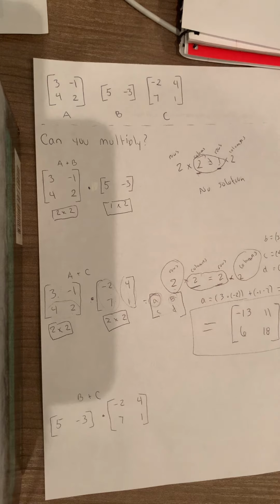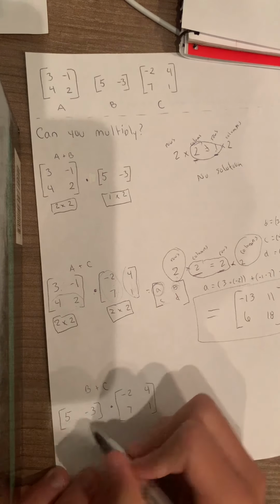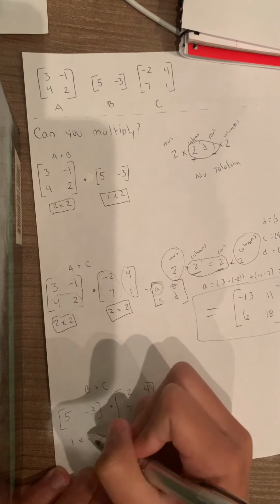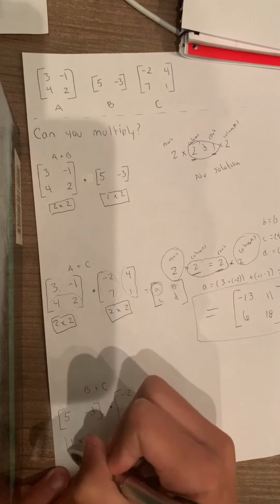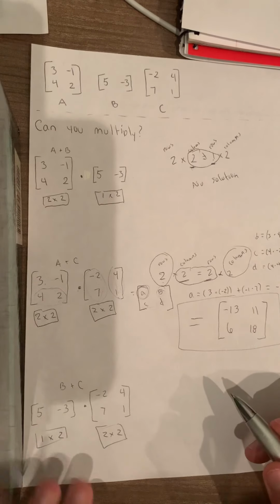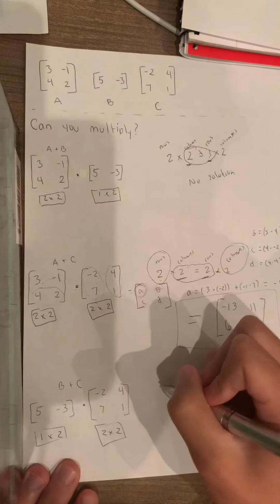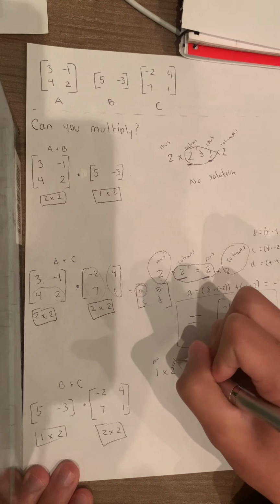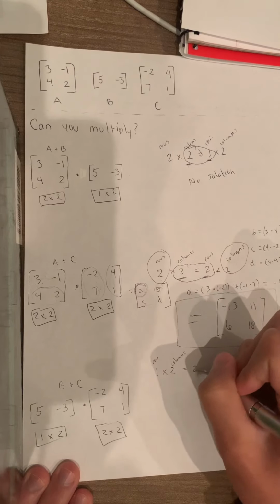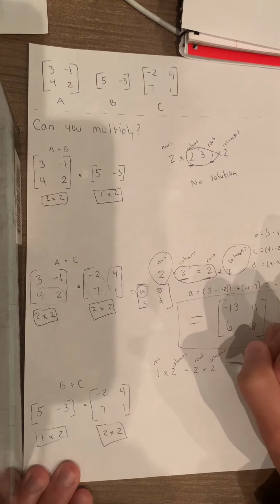Okay, now the last combination, B plus C. We already know the dimensions. So first thing, you want to write out the dimensions. This is a 1 by 2 matrix and a 2 by 2 matrix. So order, again, is very important when you're writing out the dimensions of the matrices. So you have a 1 by 2 matrix, so 1 row, 2 columns, and a 2 rows by 2 columns matrix.